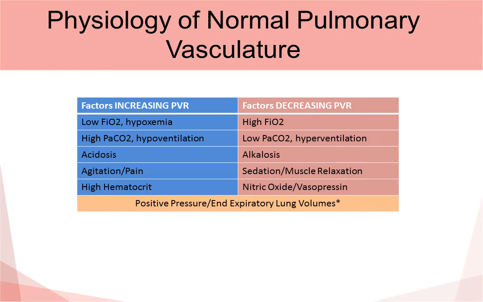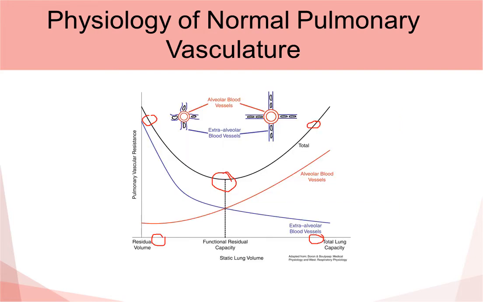Adjunctive agents can also decrease PVR, such as nitric oxide and vasopressin as well. And then you'll see at the very bottom, positive pressure and expiratory lung volume can play into it, but they can really go either way. If you put a tremendous amount of pressure inside the chest, which is basically invasive positive pressure ventilation, you do naturally increase PVR, but then there's also an interplay with what the patient's actual lung volumes are, and that's what we'll dive into next here.